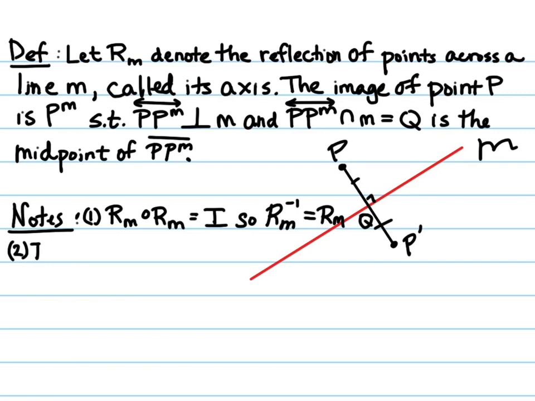Second note. The only fixed points. What points do not get moved under a reflection? Q wouldn't. Why? Because it's on M. So any point on M would not get moved. So the only fixed points are points on M.